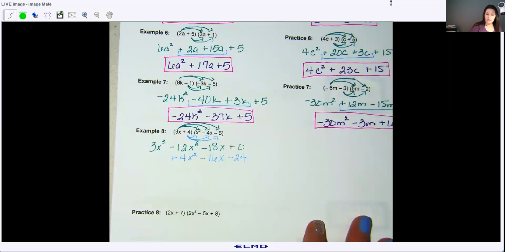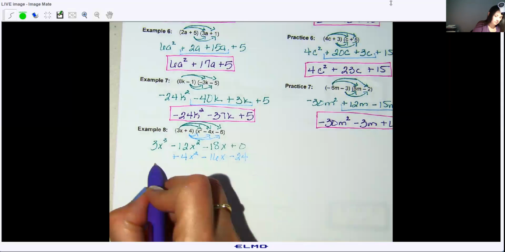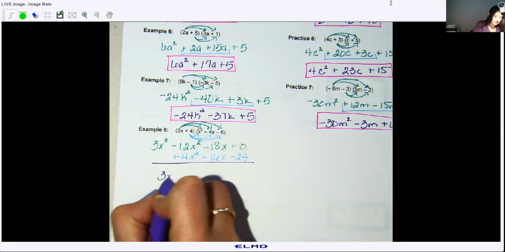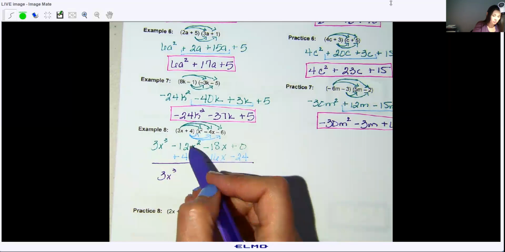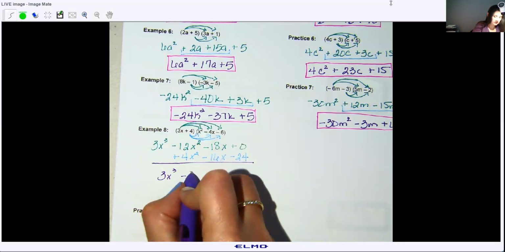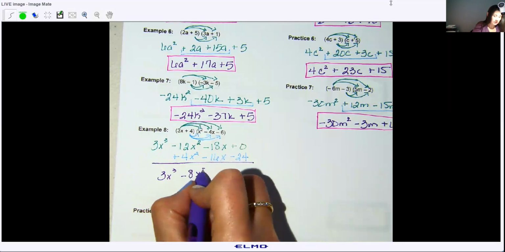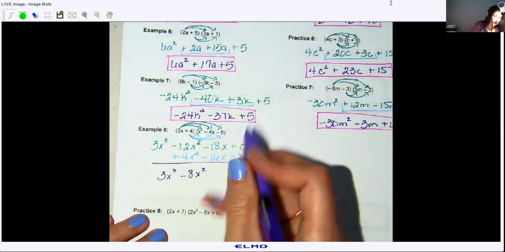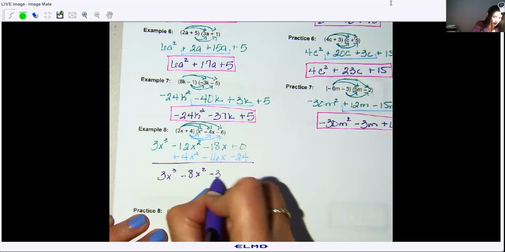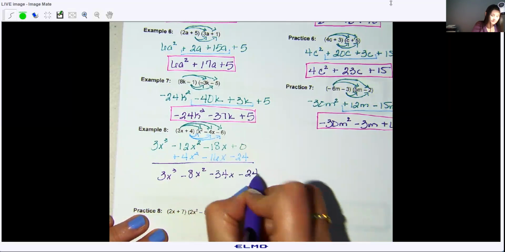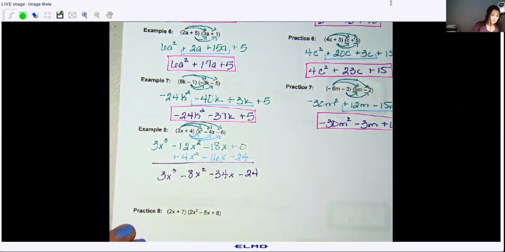Okay. And now I'm going to add all of these together. So I have 3x cubed, and then negative 12 plus 4 gives me negative 8x squared. Negative 18 plus a negative 16 gives me a negative 34x, and then minus 24. And that's my answer for this one.